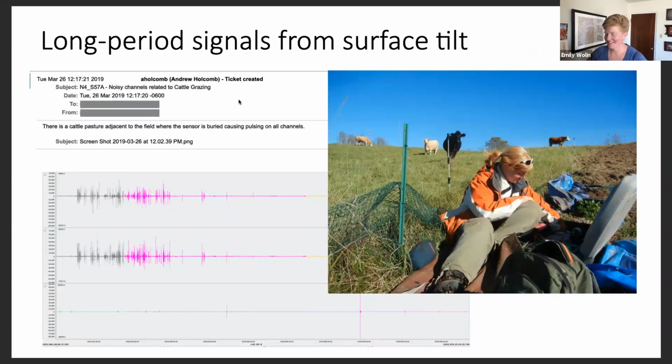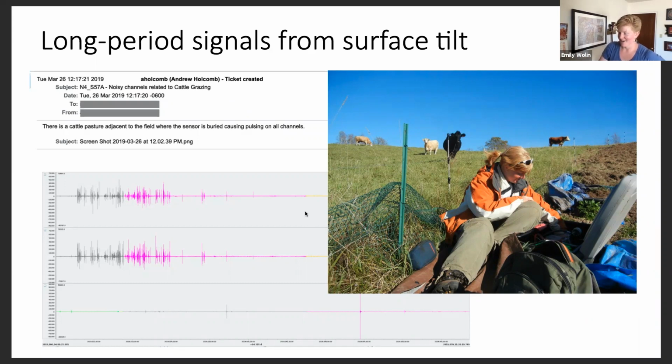Another example that we end up seeing quite a lot at stations installed in rural areas is anything that tilts the surface. When I say tilts the surface, I don't mean a large seismic fault scarp popping up. I mean a human or a cow walking by a shallowly installed sensor. Your weight or the weight of the cow will actually cause the ground to deform a little bit and cause a noticeable signal on a seismometer.